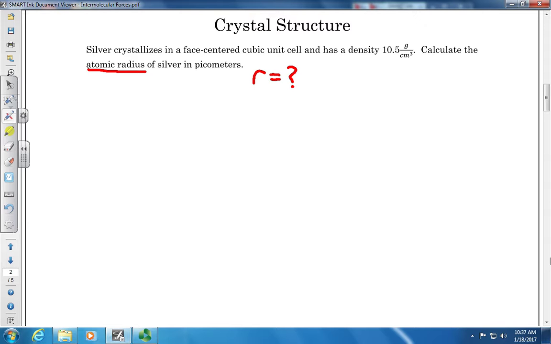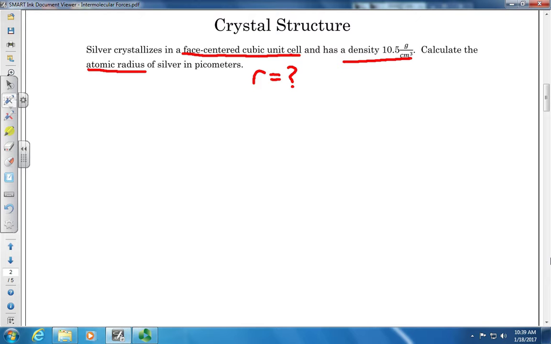That's our end goal. And we need to make sure it's in picometers, but we can deal with that at the end. And what we are given in order to achieve this goal is the density, and the fact that it's a crystal with a face-centered cubic unit cell. So all of that information is going to be useful in calculating our atomic radius. So let's get started. The first thing you're going to want to do is take the information that you're given and use it to try to accommodate your value that you're looking for.